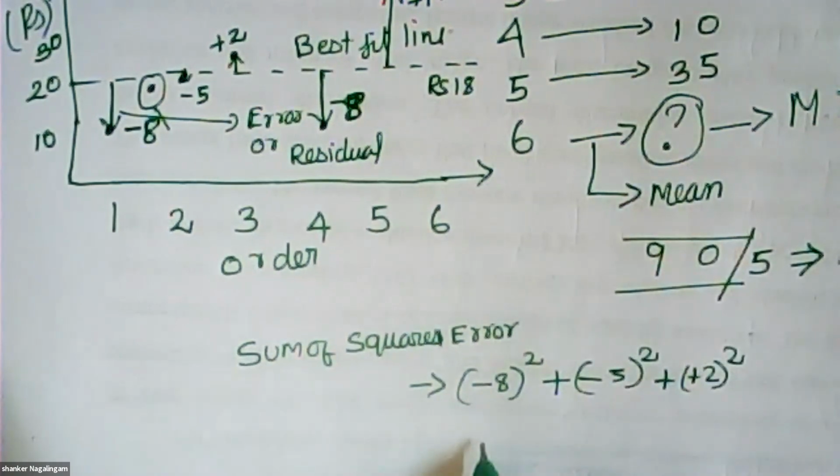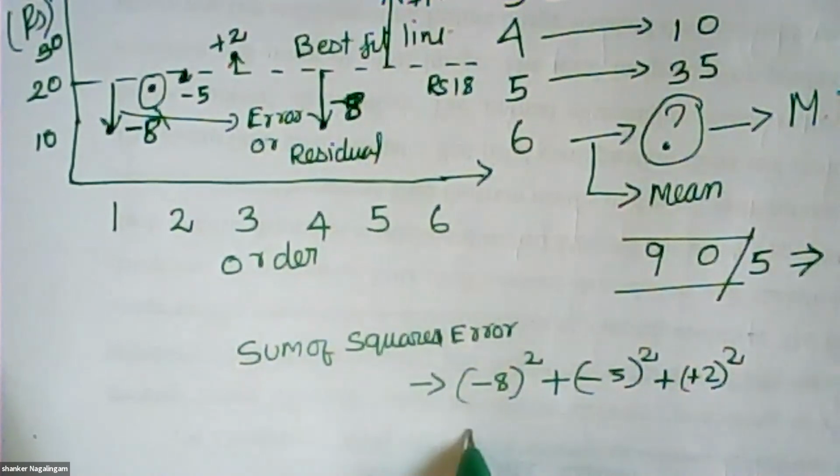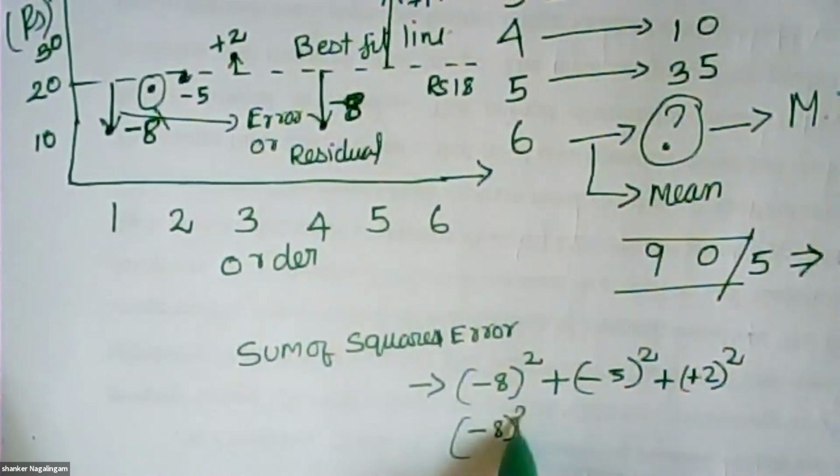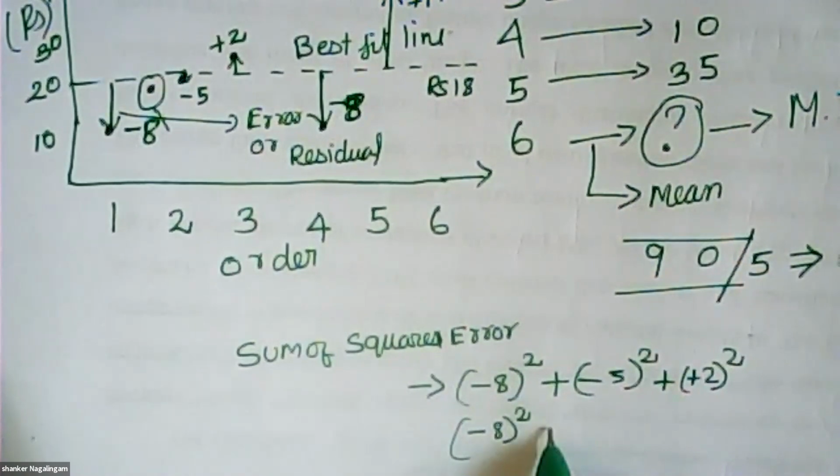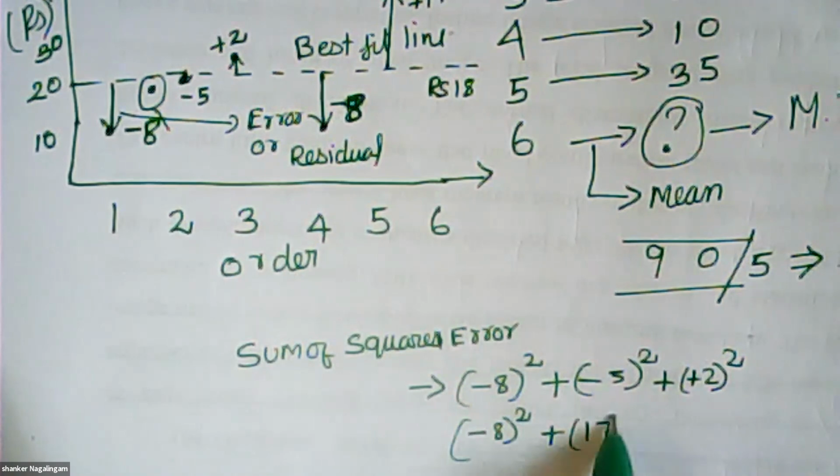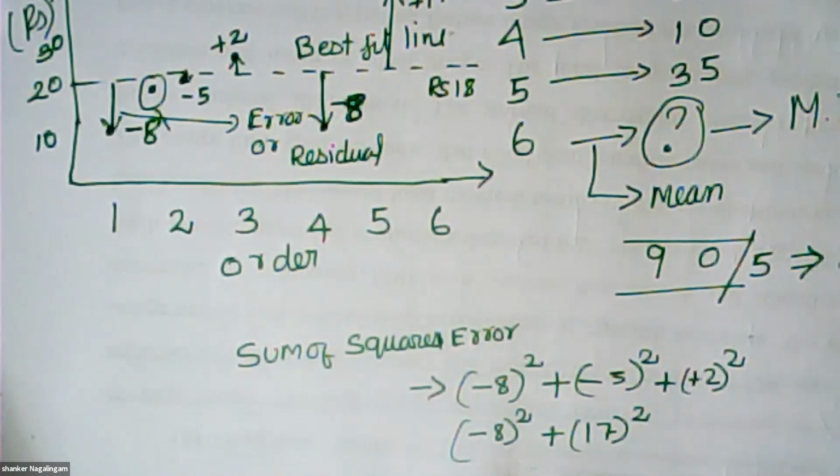Then plus 2 the whole square, and then minus 8 the whole square. Now plus 17 the whole square. Now this is your error.